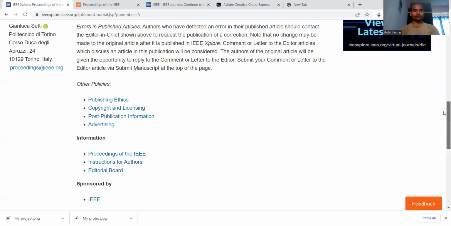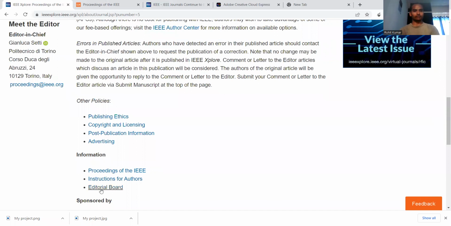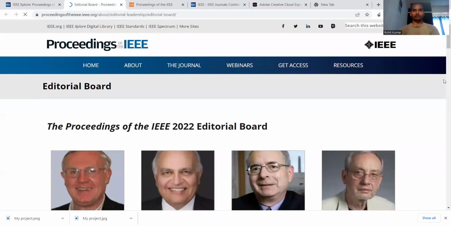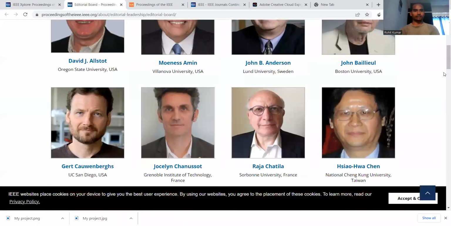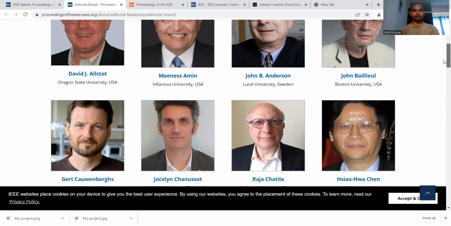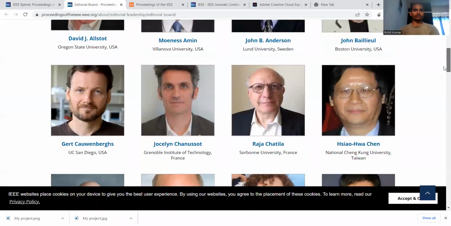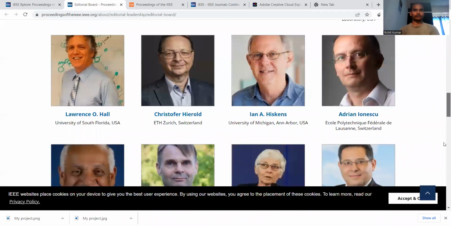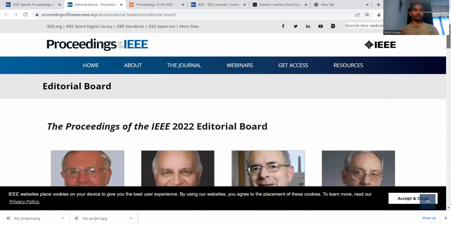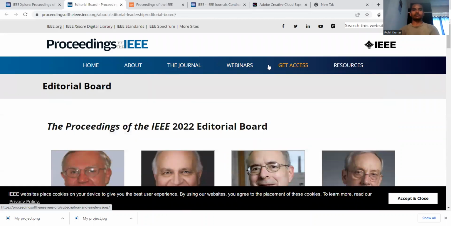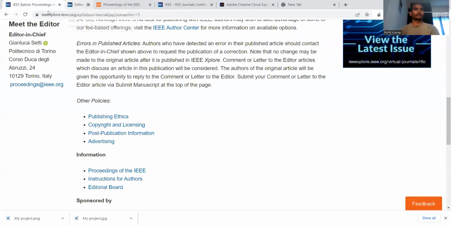So you can see the editorial board. Editorial board information is provided here. Editor-in-chief we have already seen. The other editorial members must be present here, and you can see that some eminent researchers from top universities are listed here. Okay, so you can go and have a look. Additionally, if you want information about the journal webinars or access to the resources, you can use the respective links.